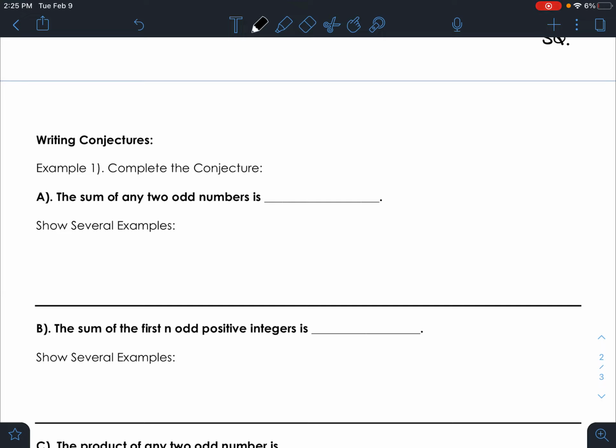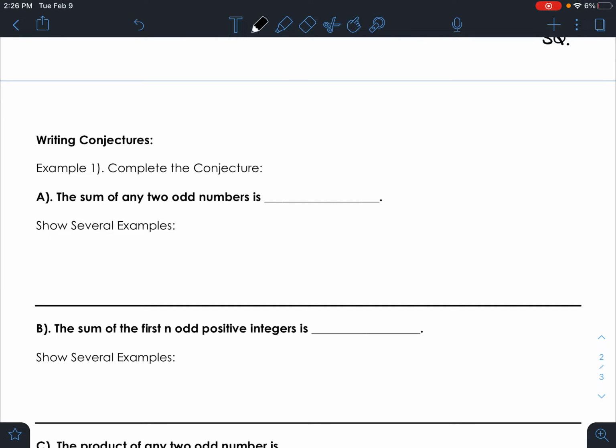So for a lot of these questions, we're just going to fill in descriptors of numbers. That might be something like even, odd, positive, negative, multiples of 3, multiples of 5, something that would describe the numbers that we're seeing. So it says the sum of any two odd numbers is, and then we have to fill in the blank there with that descriptor.